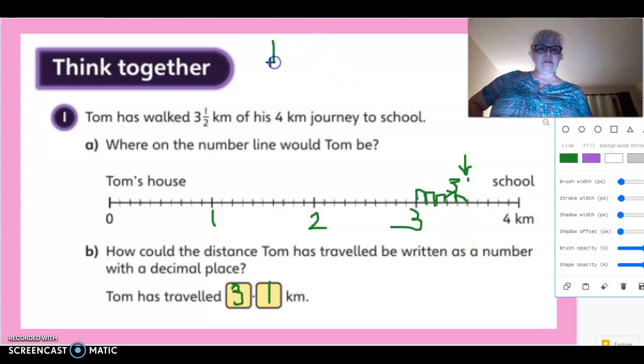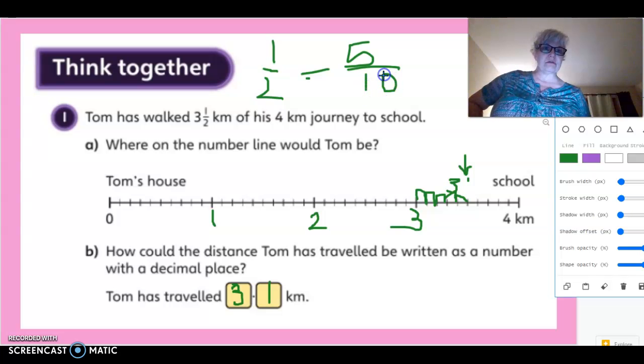Now, is it true that 1/2 is equal to these 5/10? We can figure this out because we've done work in fractions. All right, now if I multiply by 2, what do I multiply to get from 2 to 10? Exactly, 5. So I need to do the same up here. Times 5.